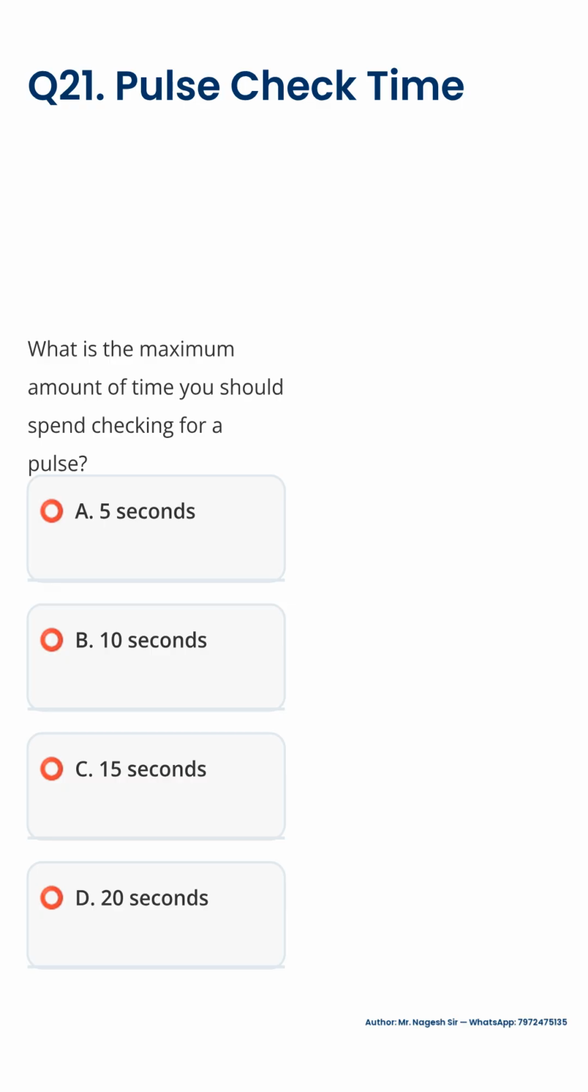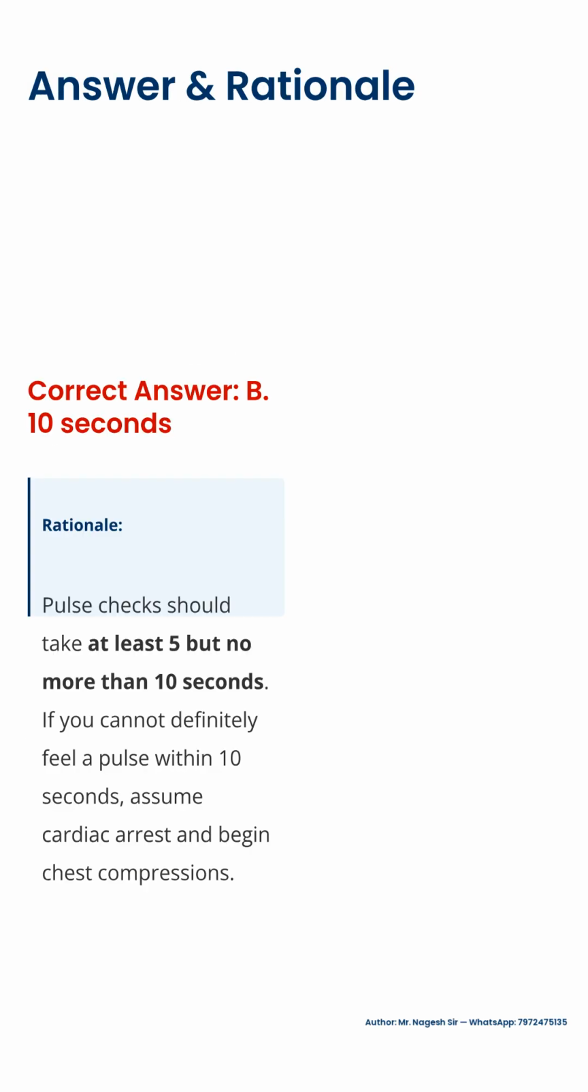Question 21. Pulse check time. What is the maximum amount of time you should spend checking for a pulse? The correct answer is B. 10 seconds. Pulse checks should take at least 5, but no more than 10 seconds. If a pulse is not definitely felt within 10 seconds, assume cardiac arrest and begin chest compressions.